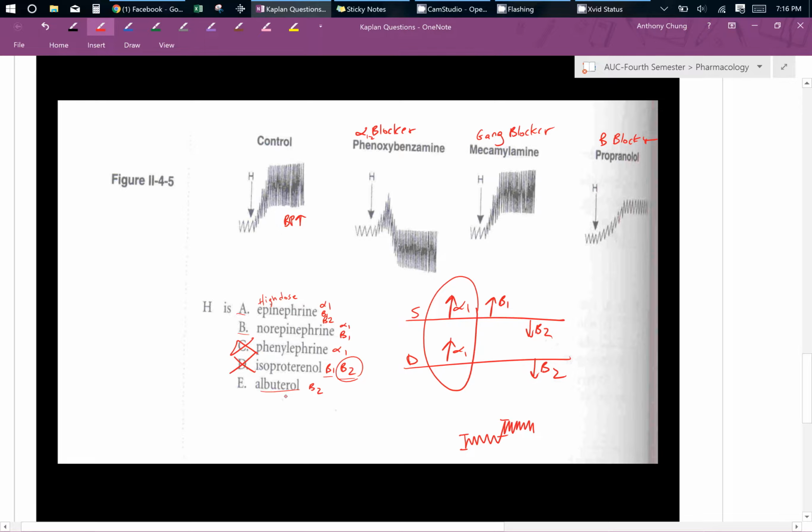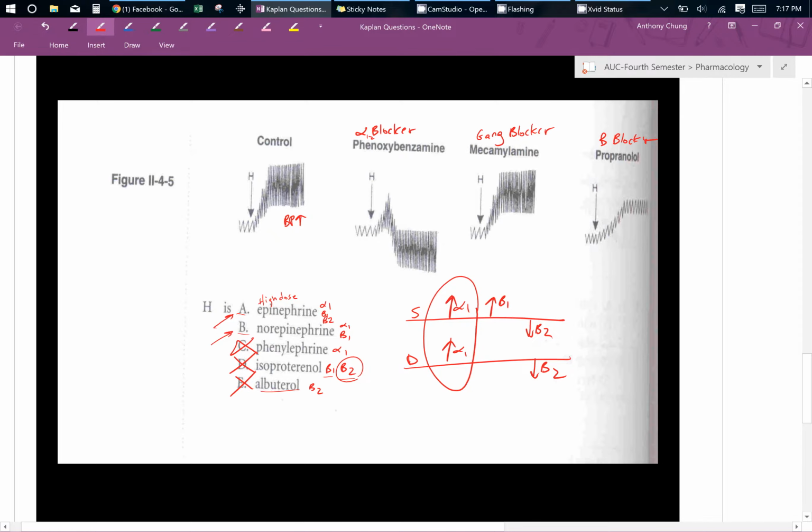Finally, you have albuterol, which is beta 2. Beta 2 is only decreasing, going down by equal amounts, systolic and diastolic. If the difference between here and here is around 40, then the difference between around here is around 40. So it can't be albuterol. So now we're stuck with two answers. We have to figure out if it's epinephrine or norepinephrine. So let's take a look at our information.